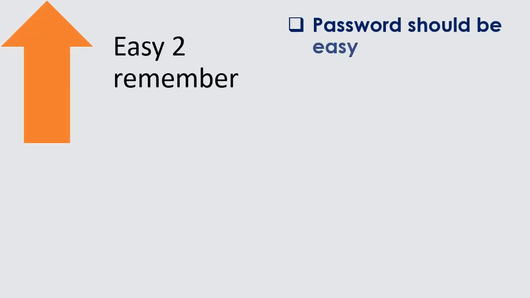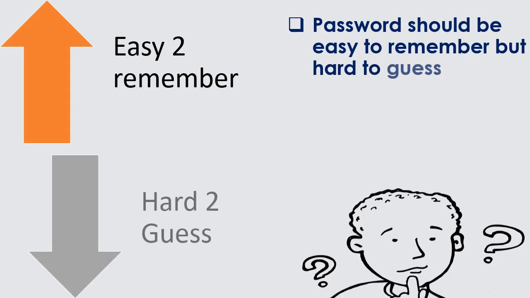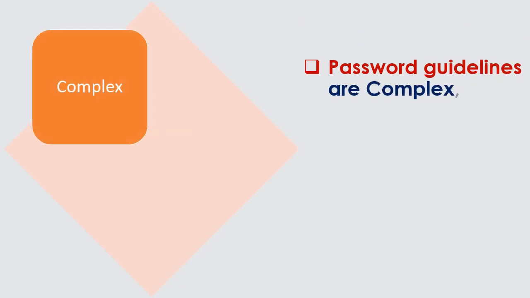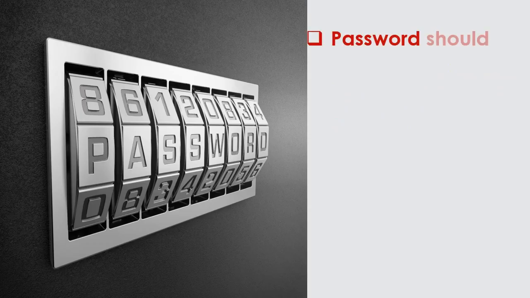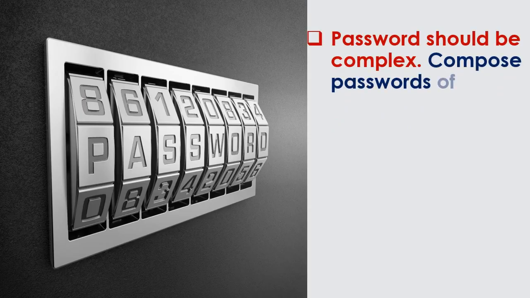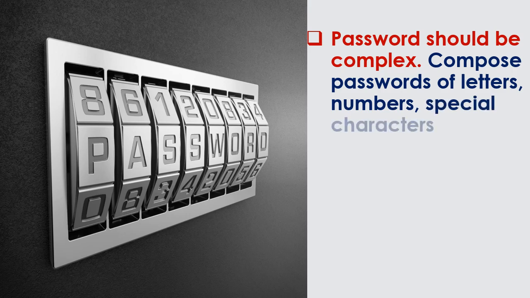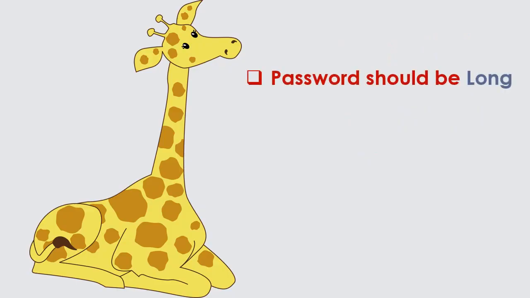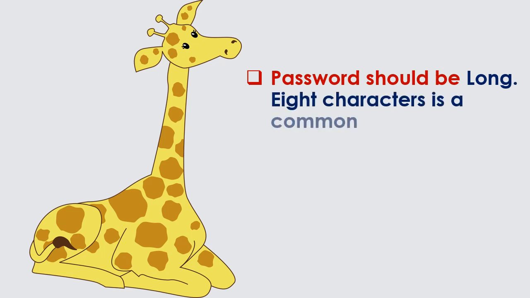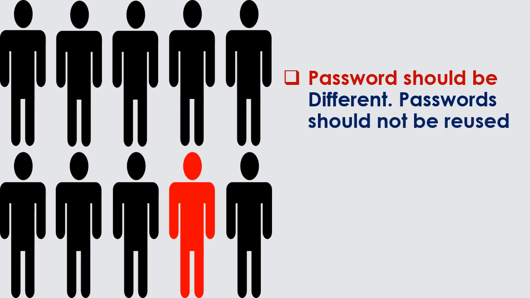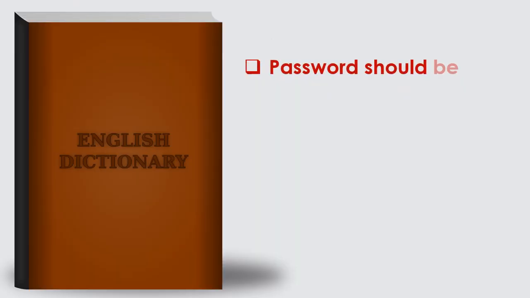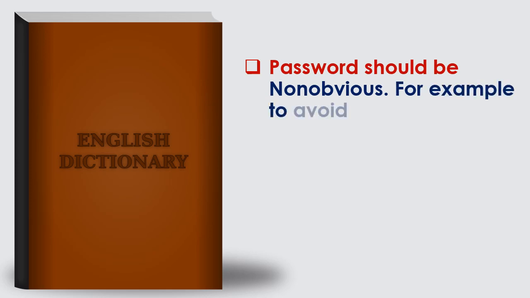Password should be easy to remember but hard to guess. Password guidelines are complex, long, different, and non-obvious. Password should be complex. Compose passwords of letters, numbers, special characters, and symbols. Password should be long. 8 characters is a common minimum. Password should be different. Passwords should not be reused. Password should be non-obvious, for example, to avoid dictionary words.